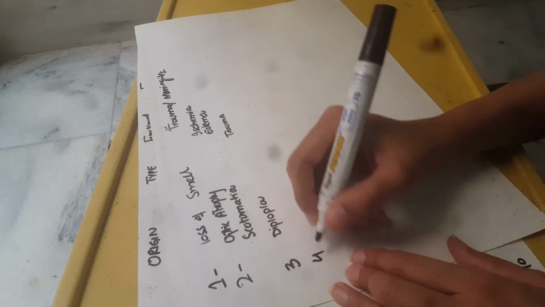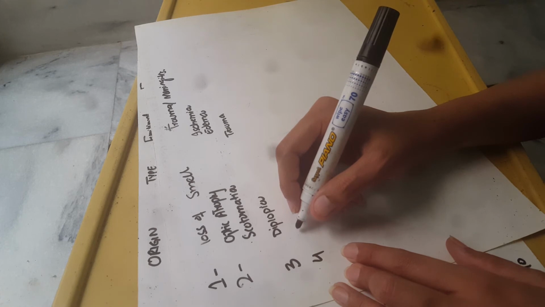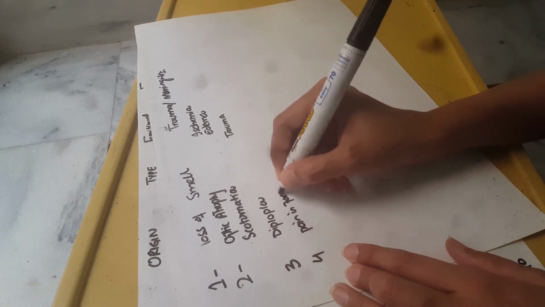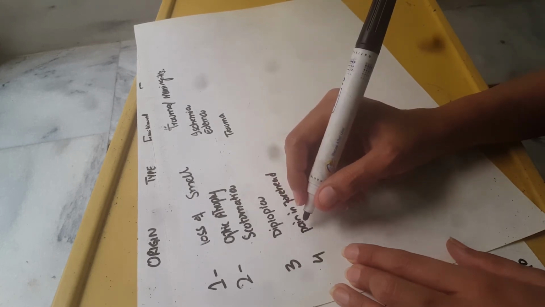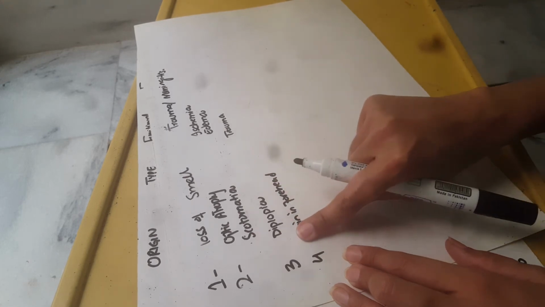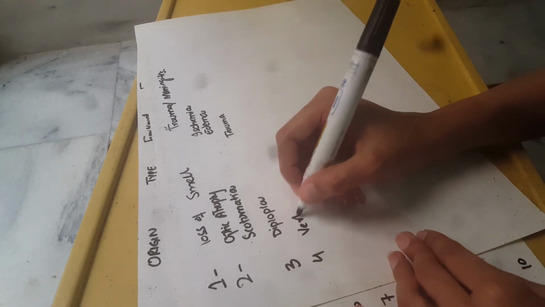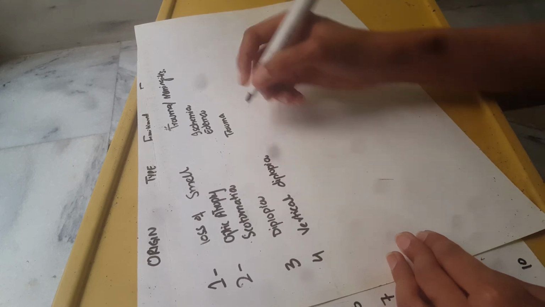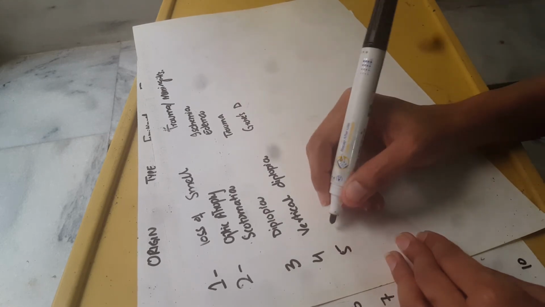Then we have the fourth, which is the trochlear nerve. The lesion of the trochlear nerve will lead to pain in the forehead. Sorry, it will not lead to pain in the forehead, but the fourth one leads to vertical diplopia. There is vertical diplopia that is mostly seen in Graves' disease. Graves' disease.